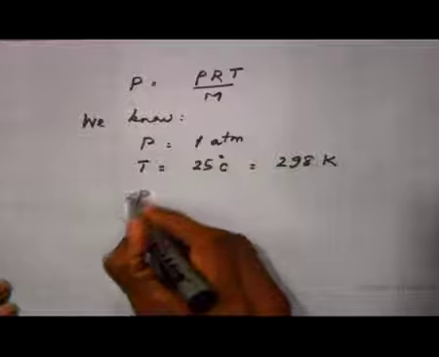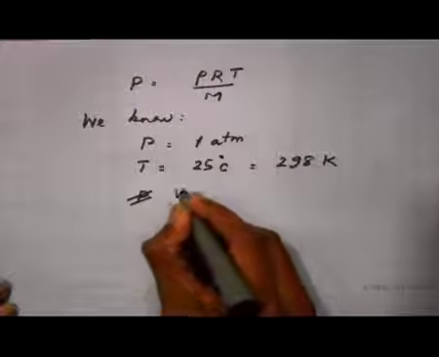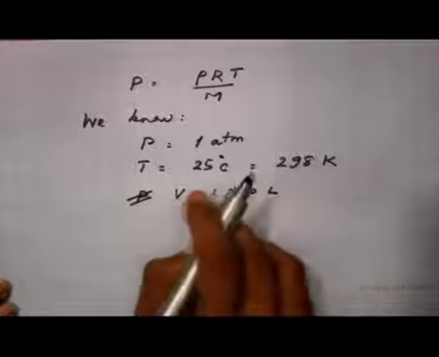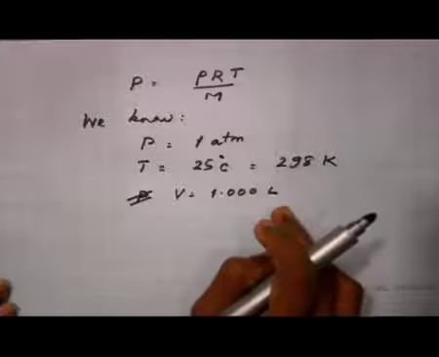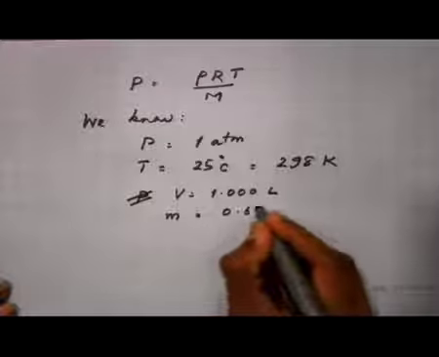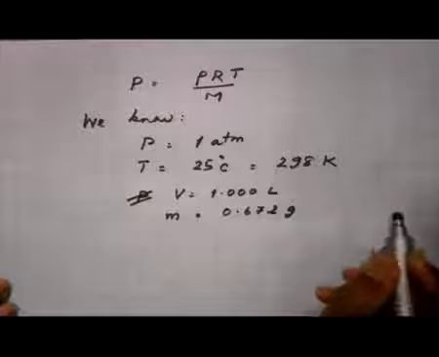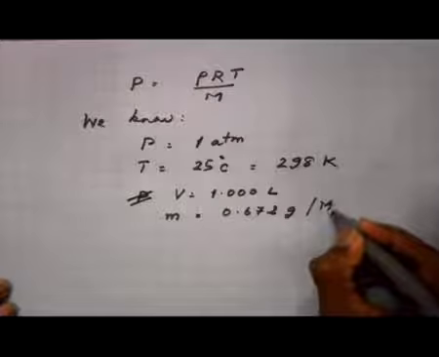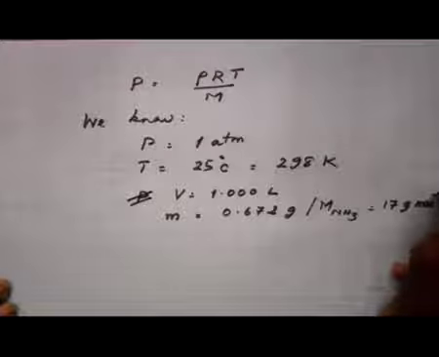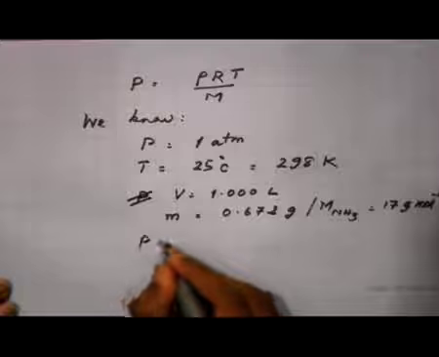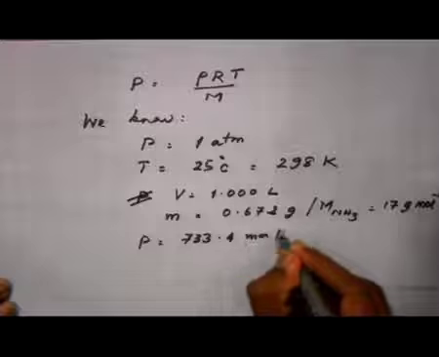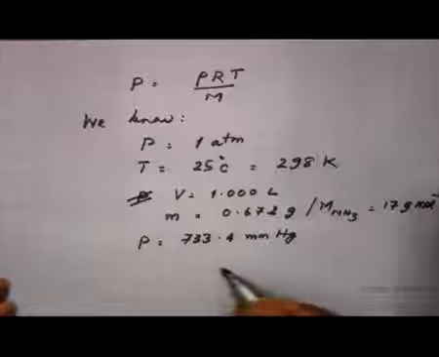So, we do it a little bit differently. A 1 liter bulb. So, V equals 1.000 liters. Now, if the volume is 1.000 liters, we say that the mass of ammonia is 0.672 gram, and we know the molecular mass of ammonia is 17 gram per mole. The pressure is given to be 733.4 millimeters of mercury.